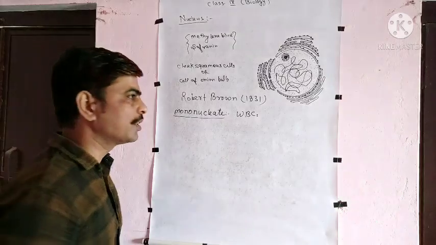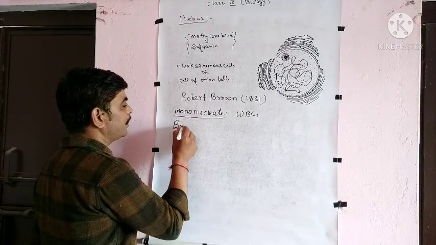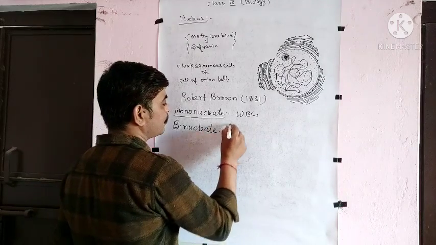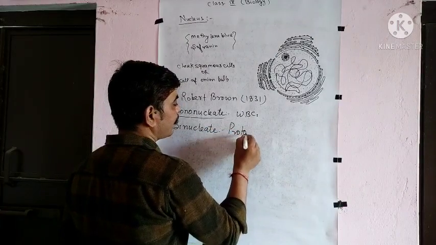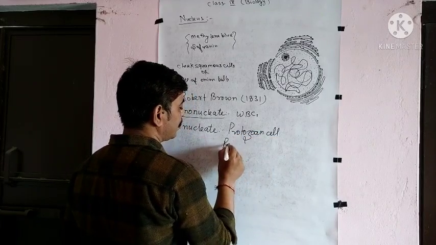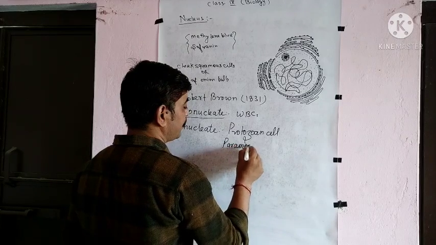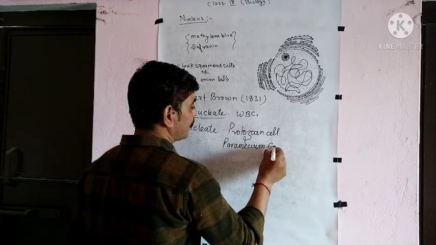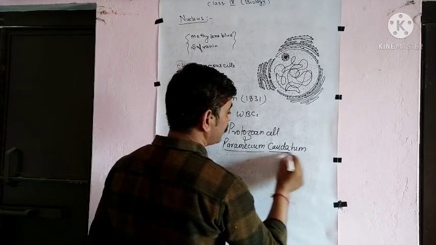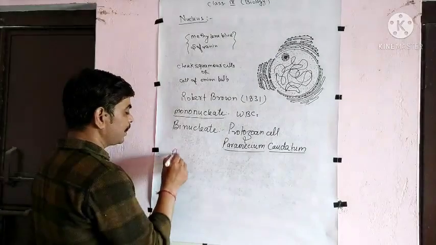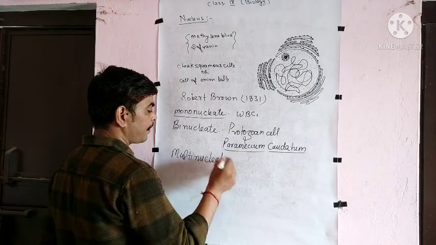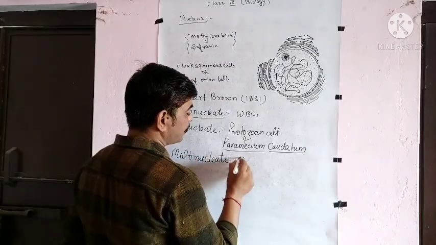Okay, there are some cells which are binucleate, like the protozoan cell. You can take the example of Paramecium caudatum. Okay. Multinucleate also, like the skeletal muscle cell.